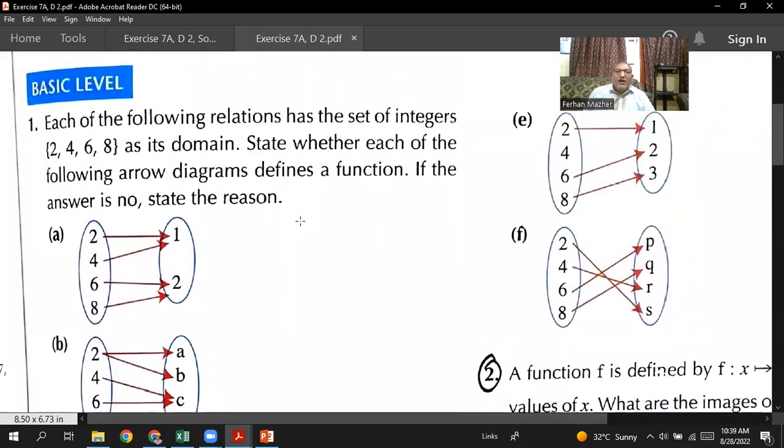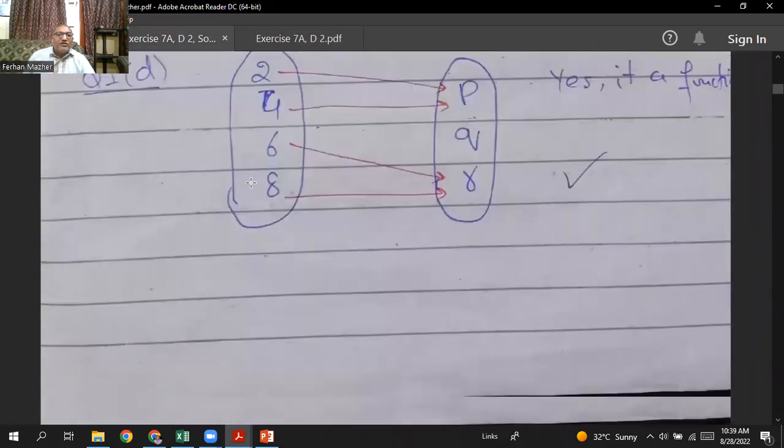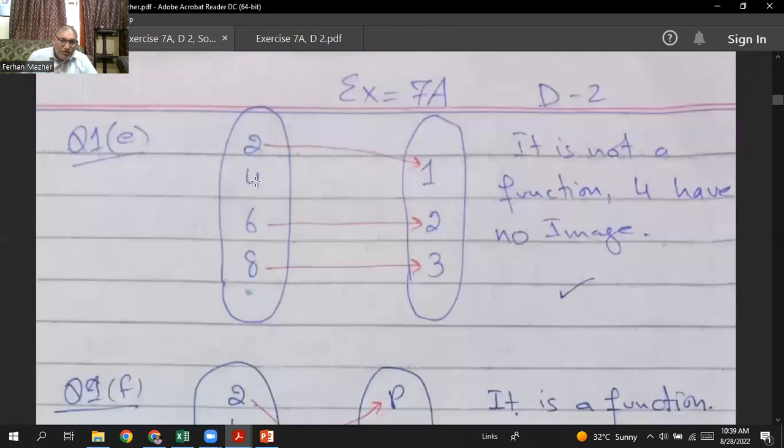Now we are going to the E part. Let me show you my solution. 2 has an image 1. 4, which is a member of the domain set, does not have any image. So it's a problem. So 4 does not have any image. It's a big problem. 6 has image 2, 8 has image 3. So it's not a function because the member of the domain 4 has no image. So it's not a function.